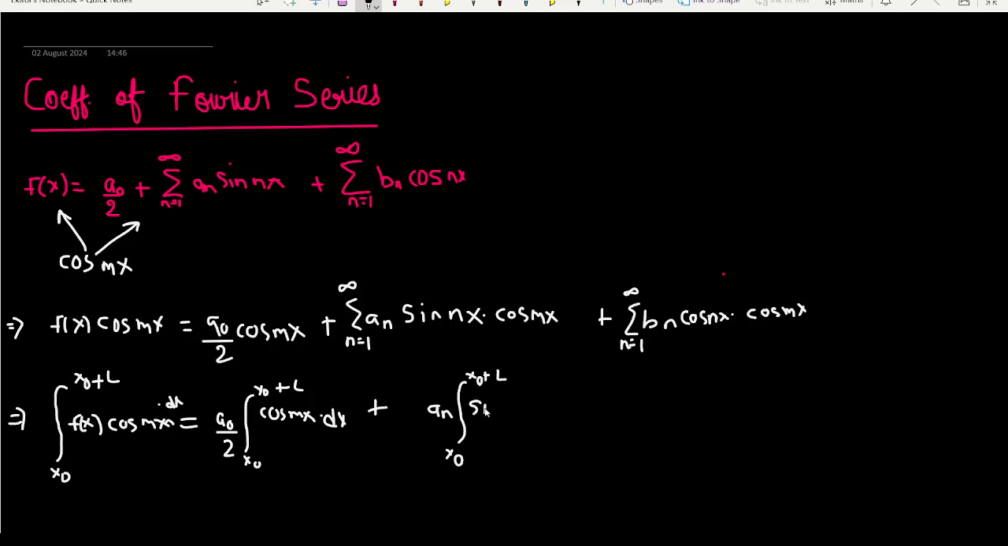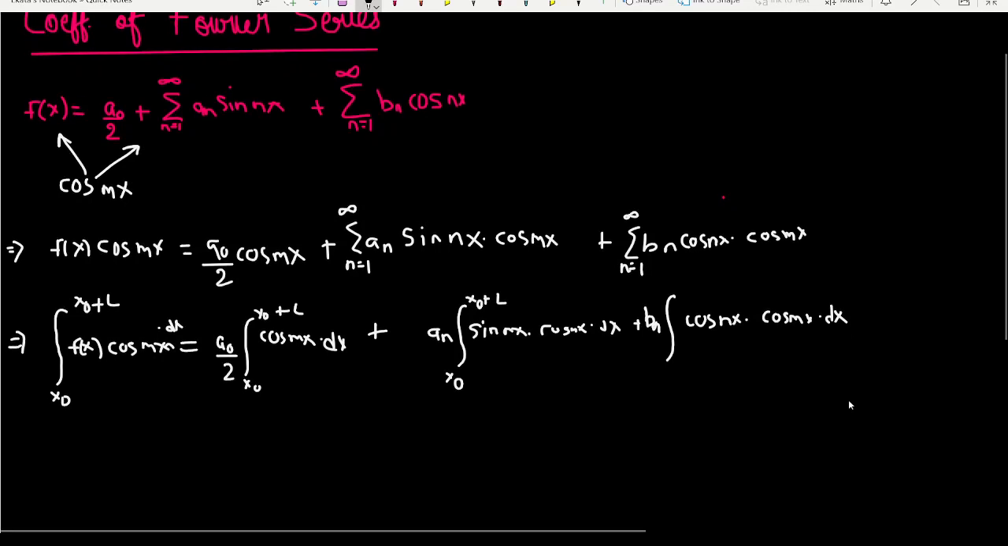So an into the integral of sine nx into cos mx dx. And again, plus, we remove the summation, and the constant bn moves out of the integration, leaving the integral of cos nx into cos mx dx. So this is what our equation becomes.